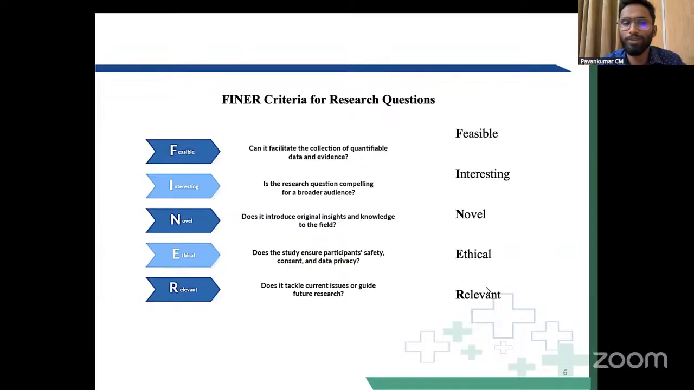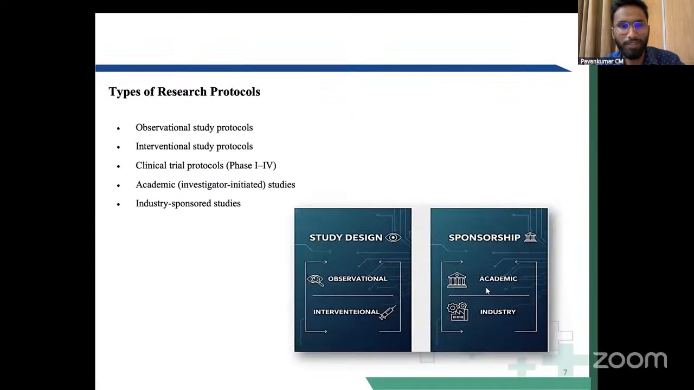So according to me, ethical will be the first priority, and then relevance, whether the topic or title, whether the protocol is designed relevant to the title, or whether it is structured relevant to the objectives, will be very important. Then coming to the types of research protocols, many kinds of protocols are there, but here I have mentioned only five which are basic.